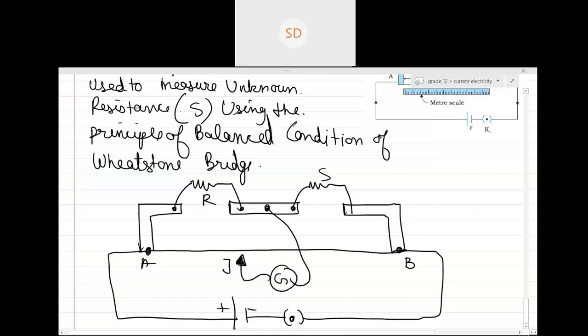Can you see the circuit, guys? If you would draw it like this also, there is a meter scale over here. I'm not drawing the meter scale from A to B. Is it fine, guys? Yes, sir. So I'm not drawing a meter scale from A to B. It's a 1 meter wire, obviously.